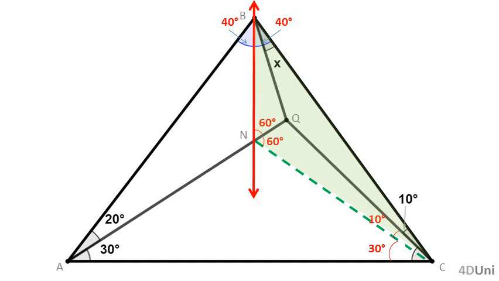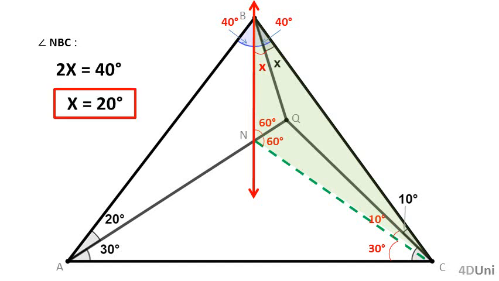That is, the measure of angle NBQ is equal to the measure of angle QBC, which is x. Now you can see that the measure of angle ABC, which is 40 degrees, should also be x plus x. Then 2 times x is equal to 40 degrees, from which you obtain that x is equal to 20 degrees. Great, we have completed the solution.